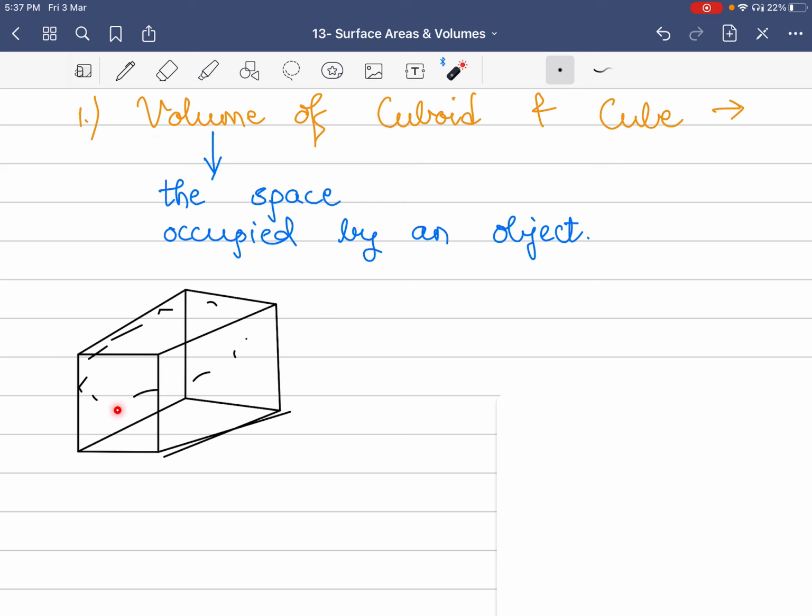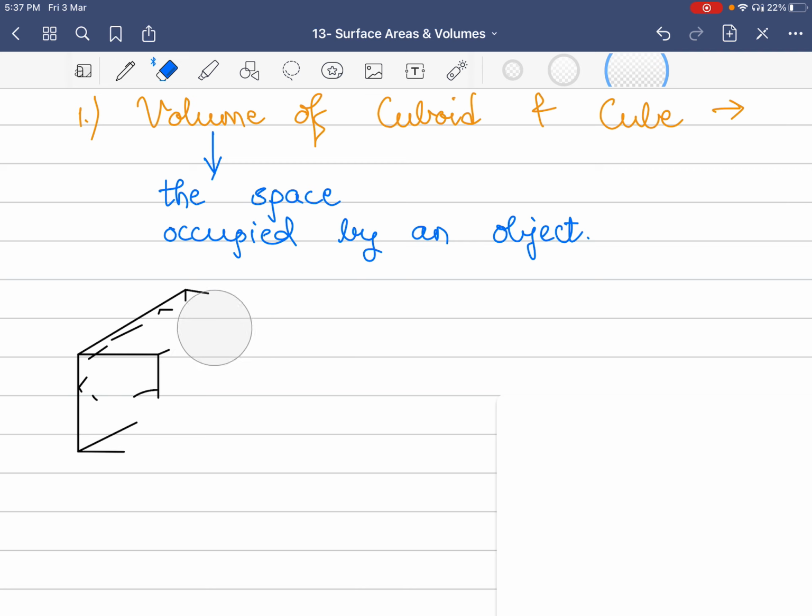And if this box is empty, let's assume this box is empty, then you can fill some water in it. So the total water that the box will be able to hold will also be called the volume of the object. So this is quite a simple and straightforward concept, what exactly is the volume of an object. The space occupied by an object is called its volume.